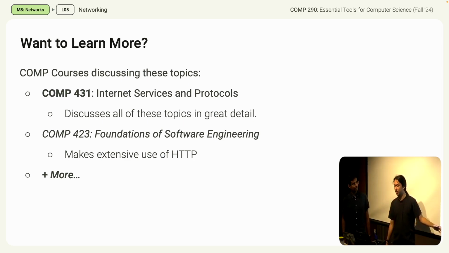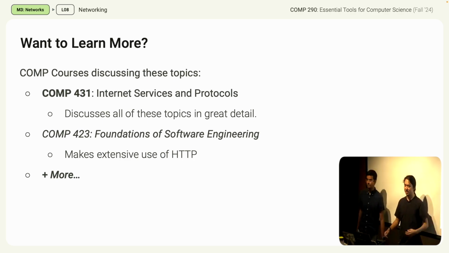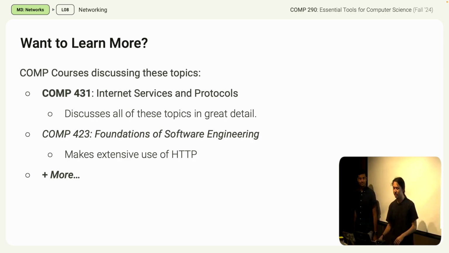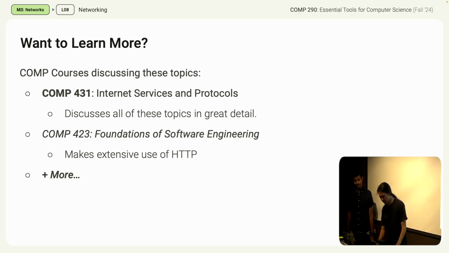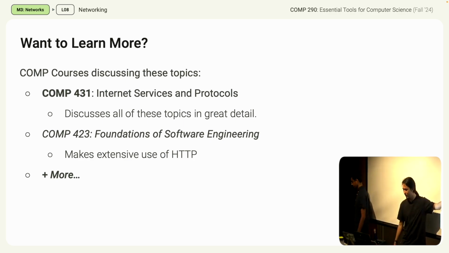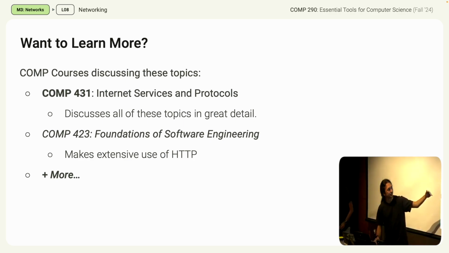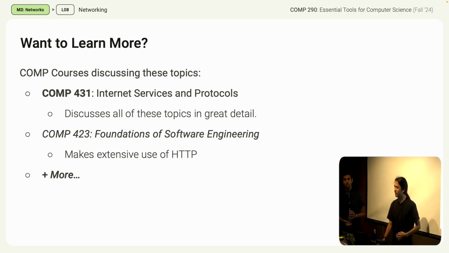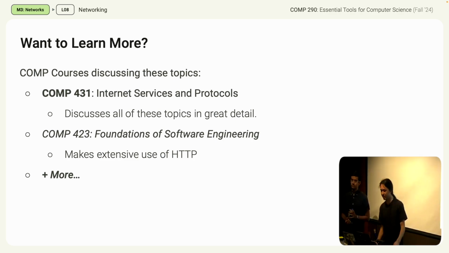And then if you go into a lot of other classes that use higher level HTTP things, like 423, you'll make use of these protocols at least at a very high level. So you'll make requests to APIs and whatnot. So are there any questions in particular about everything we went over? The network stack from before, IPs and the web, now HTTP in particular.